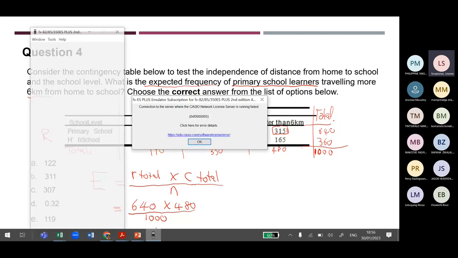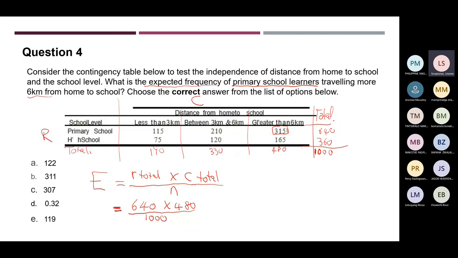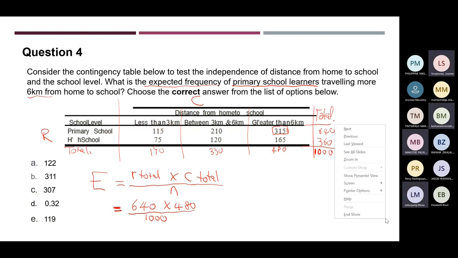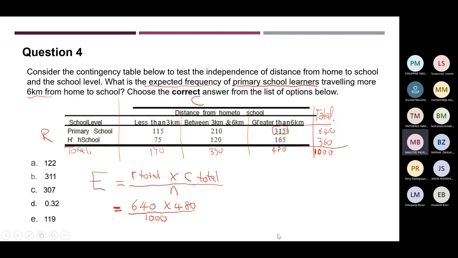What is the answer? 307.2. That's what you get. You can round it off to a whole number because we only have whole numbers. Therefore, it will be C.